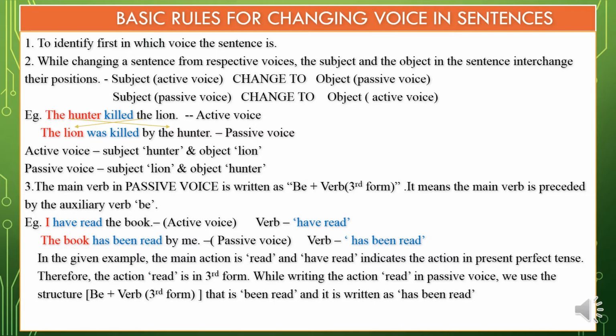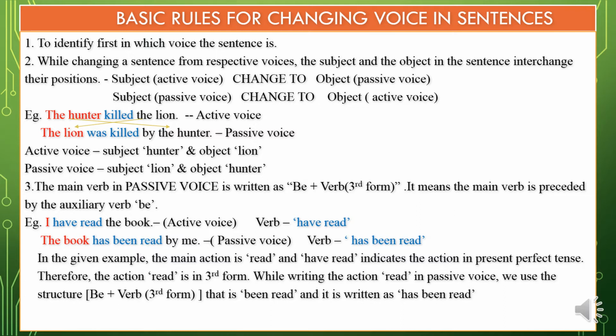Then be verb or one form, that is been, has been used here, and the verb read, the third form of the verb read is used here. So in the given example, the main action is read, and have read indicates the action in present perfect tense. Therefore the action read is in third form, while writing the action read in passive voice was used the structure be plus verb third form, that is been read, and it is written as has been read.